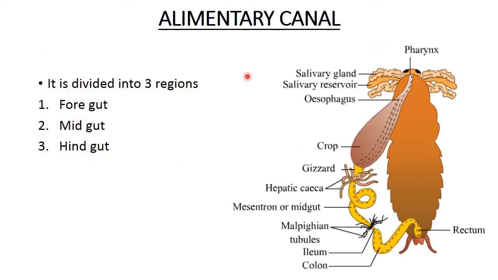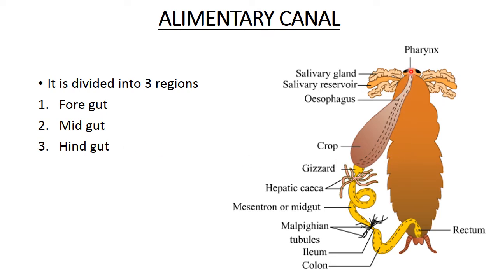Now coming to the alimentary canal. The alimentary canal of cockroach can be divided into three regions: the foregut, midgut and hindgut. Both the foregut and the hindgut will be lined internally by cuticle. Now this is the diagram of the alimentary canal of the cockroach.